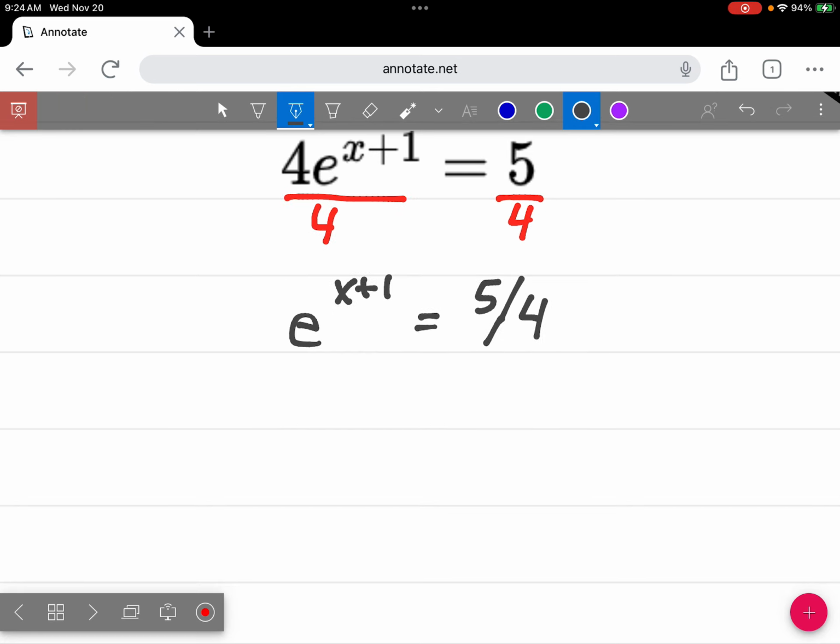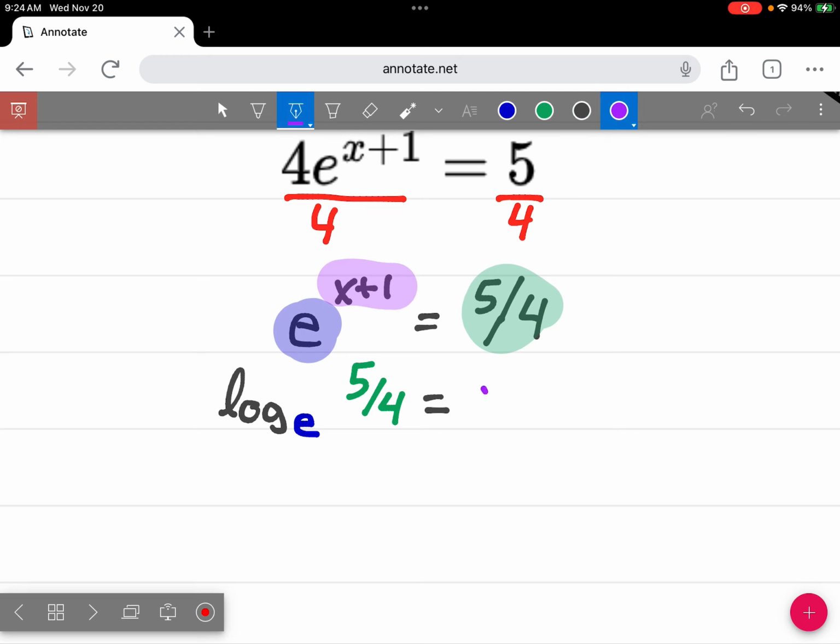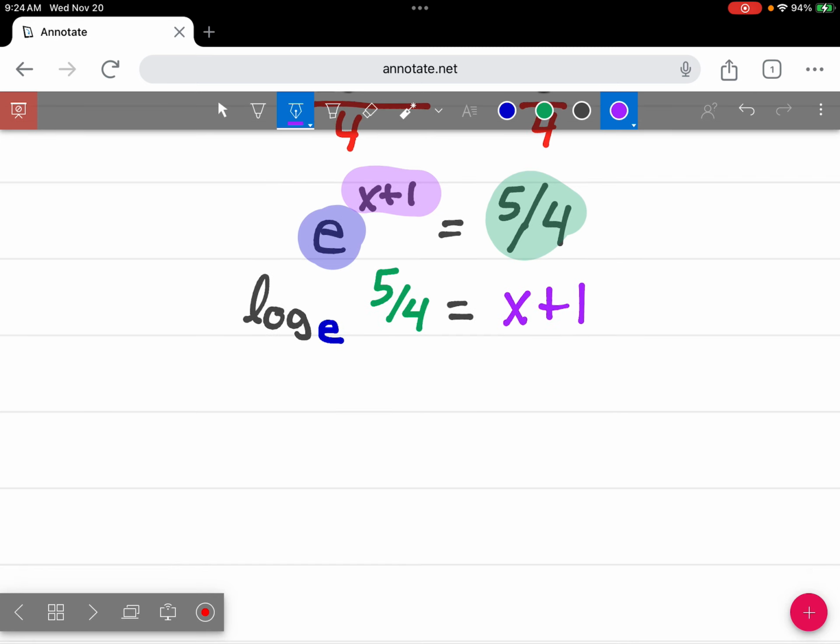Now what are we going to do? Put it in log form. So we're going to have our log base e of what? What's our argument? 5/4 equals x plus 1, our power. So log base e, that's the same thing as the natural log. So this is ln of 5/4 equals x plus 1.